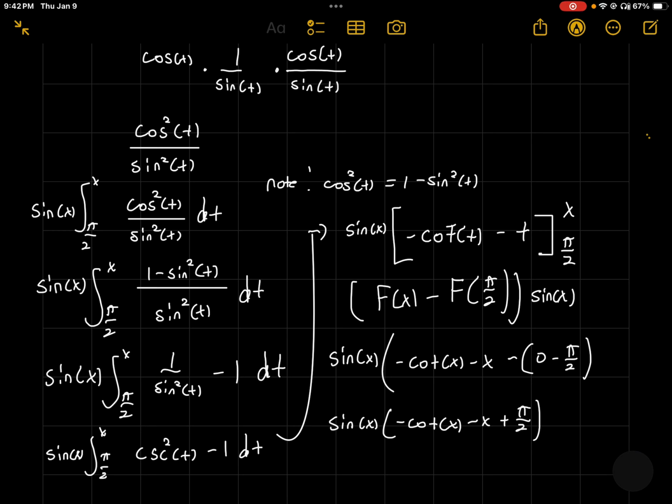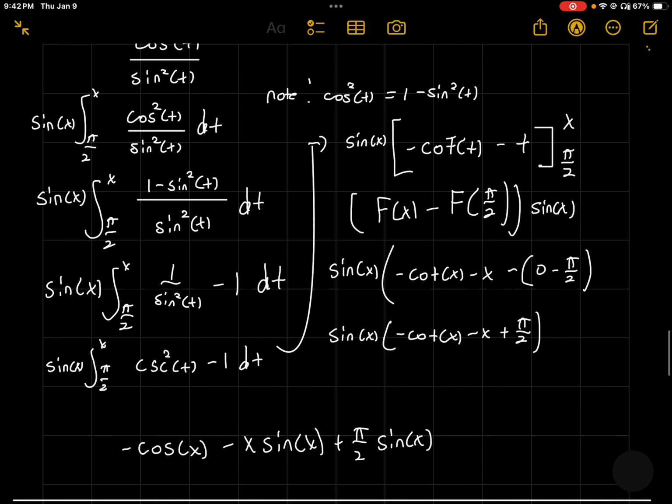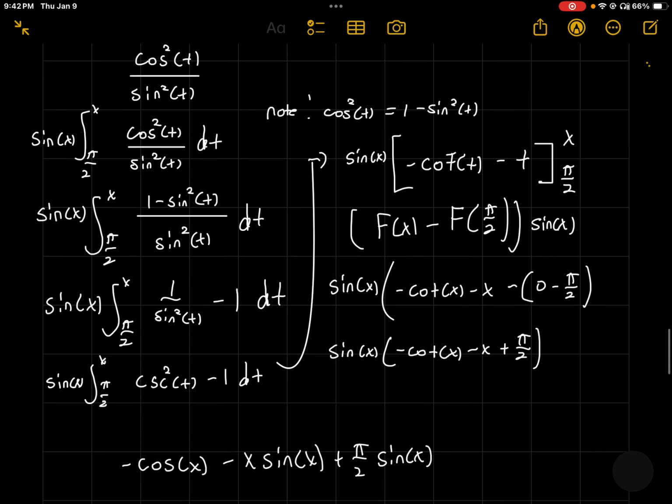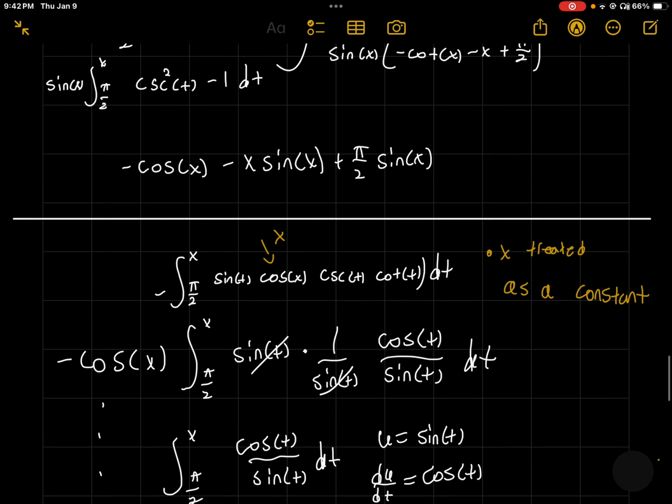I used the Pythagorean identity to break it up into two. After that, I took the integral, and what I got is negative cotangent minus t. Plug in the bounds, and after that, I distribute the sine of x into everything else, and I get the answer for this first part: negative cosine of x minus x sine of x plus pi over 2 times sine of x.